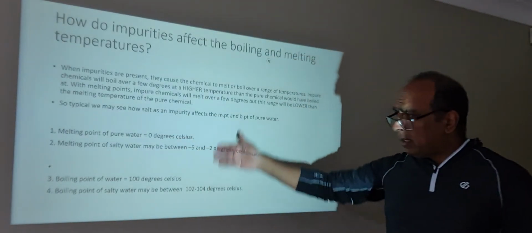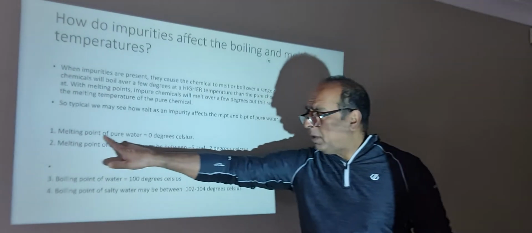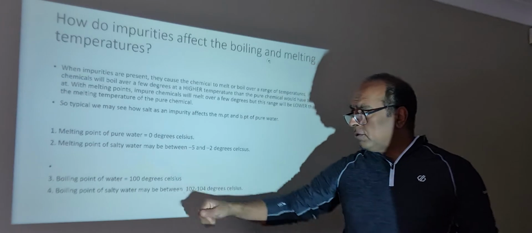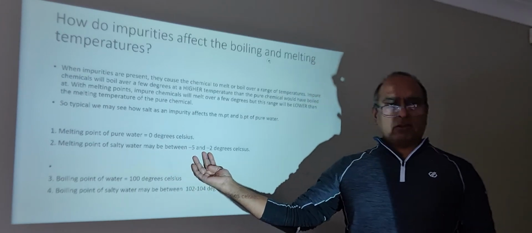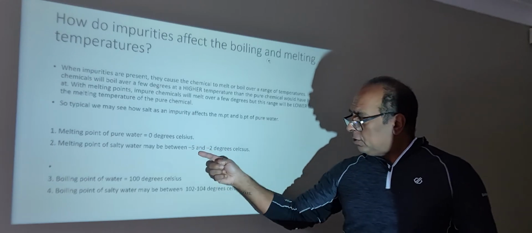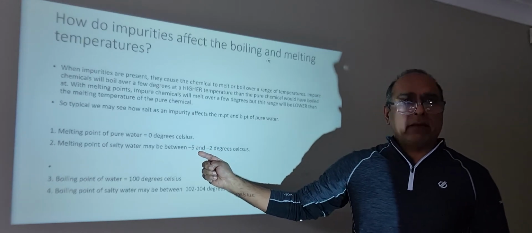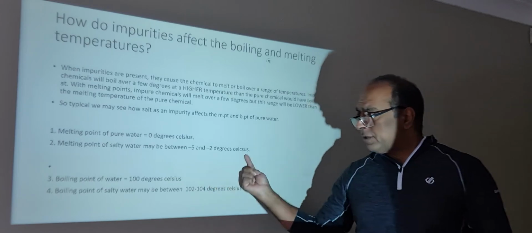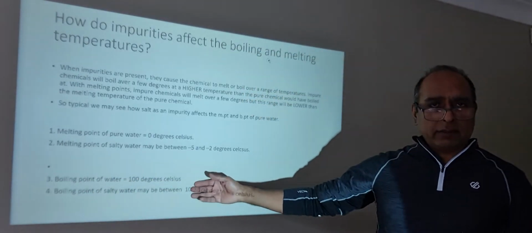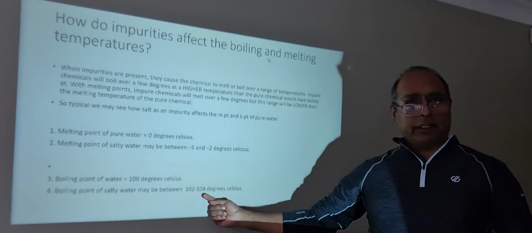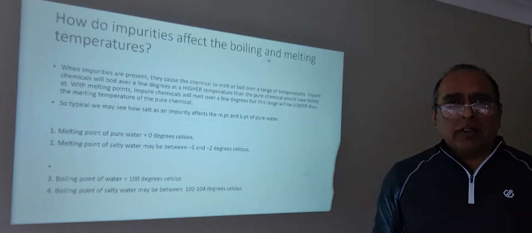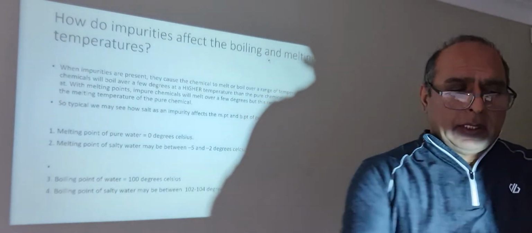So I've done that as an example with water. Melting point in pure water 0 degrees Celsius. Melting point of salty water depends obviously how much salt is in there, but I've written something that's lower and a range, -5 to -2 degrees Celsius. How about the boiling temperatures? Well, water, instead of 100, it goes up. I've written between 102 and 104 degrees Celsius.